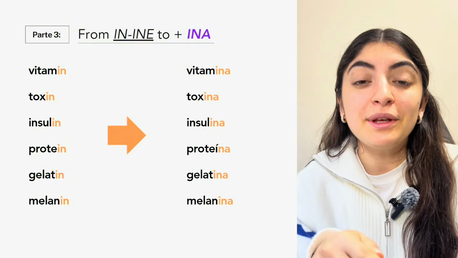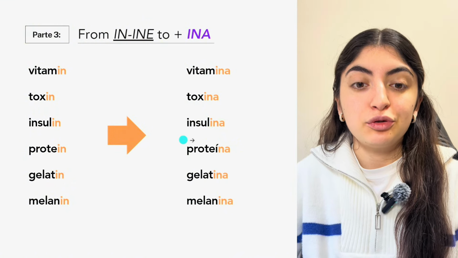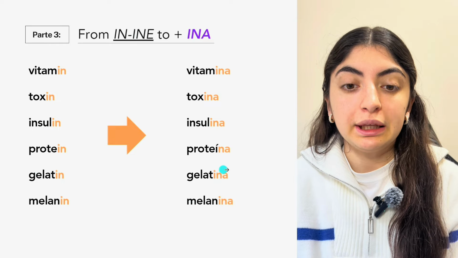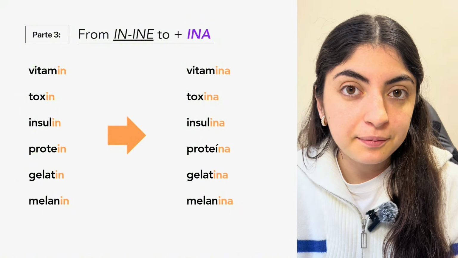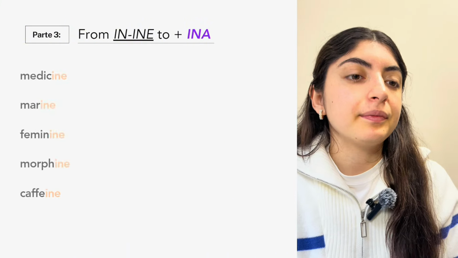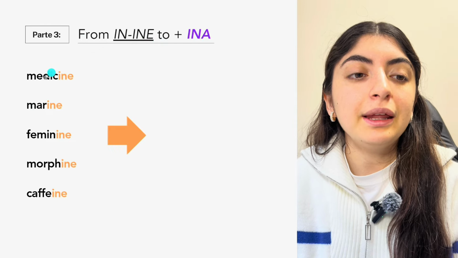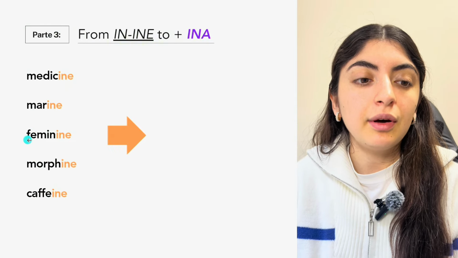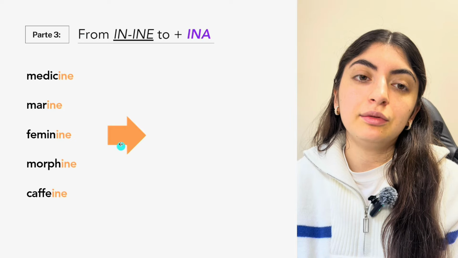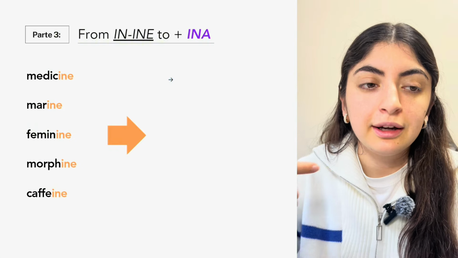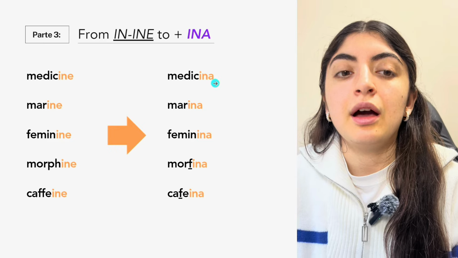Now, vitamin, vitamina, toxina, insulina, proteína, gelatina, melanina. Melanina. Bien, ahora con -ine. Medicine, marine, feminine, morphine, caffeine. Bien, and now the same, but replacing this time this E for an A.